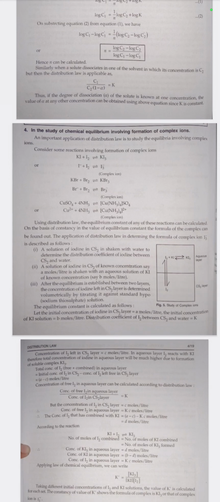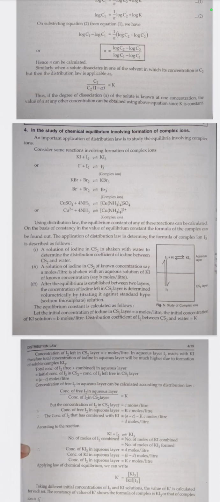An important application of the distribution law is to study the equilibria involving complex ions. Consider some reactions involving formation of complex ions: KI + I2 ⇌ KI3, I⁻ + I2 ⇌ I3⁻, etc.